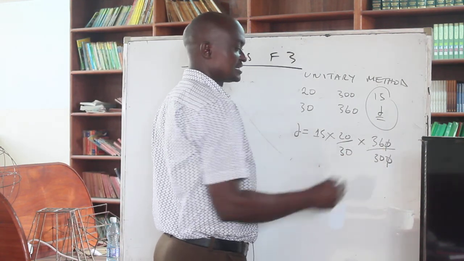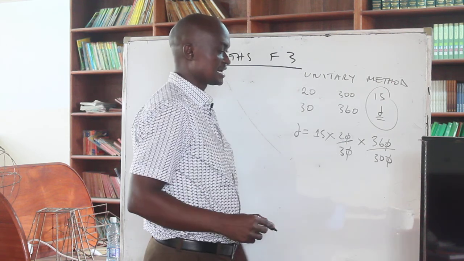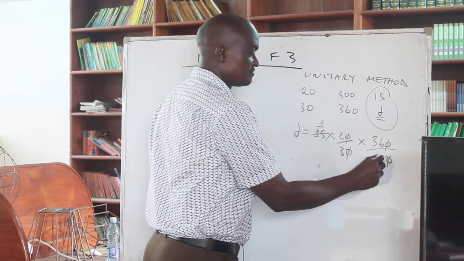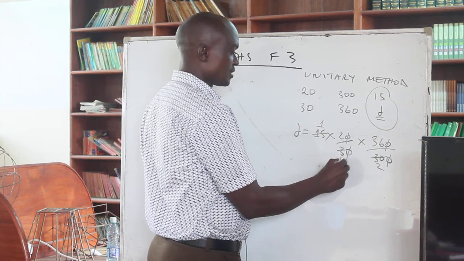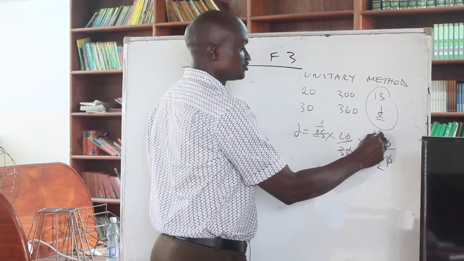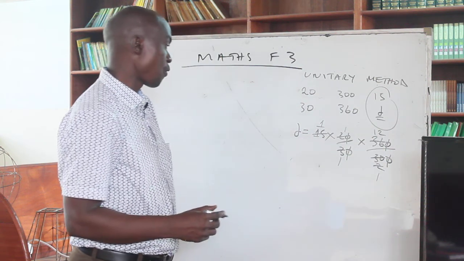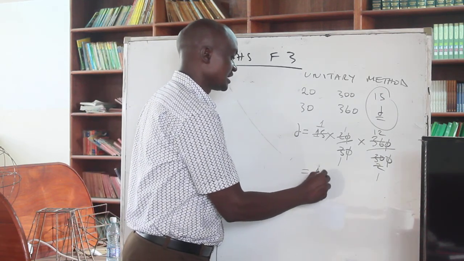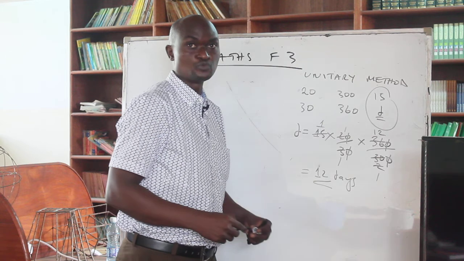This and this cancel out. This and this cancel out. By 15 is 1. By 15 is 2. By 3 is 1. By 3 is 12. By 2 is 1. By 2 is 1. So how many days will you take them? You take 12 days to do this work.